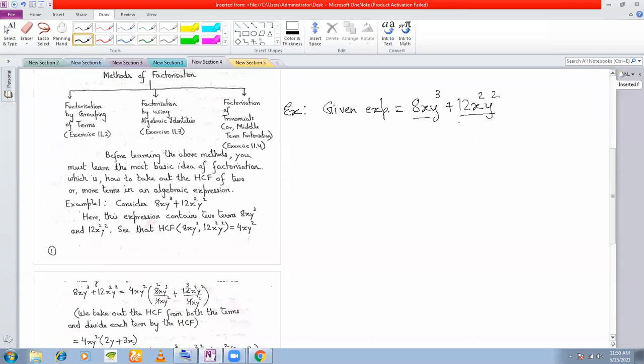Now, when you see that there are certain things in common between these two, what are these things in common? You see x is here also, and y is here, y is here also. Also, you see 8 and 12 are here. So what you do here is you take the HCF of these two. You know what is HCF? You have done HCF already in the earlier classes.